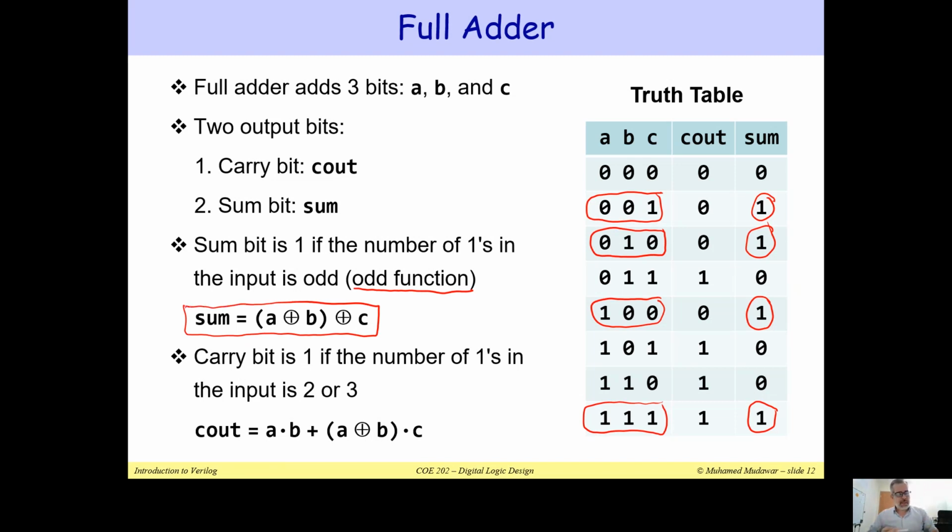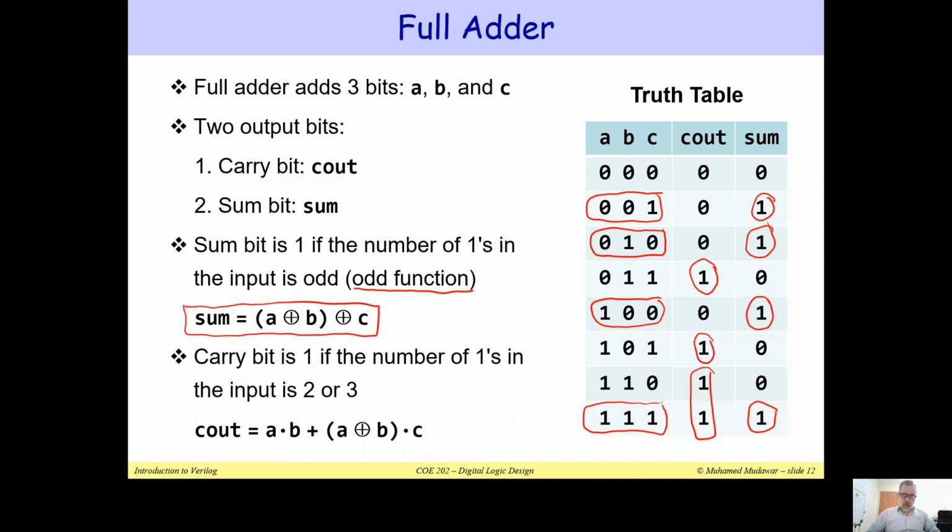And the reason why we are using the XOR is that we have an odd function. So A XOR B XOR C will give me 1 if the total number of ones in ABC is odd. That's my odd function. Right, how about cout? Now that will be the output carry. You can see we have 1 here, here I have 1, here I have 1, and here I have 1.